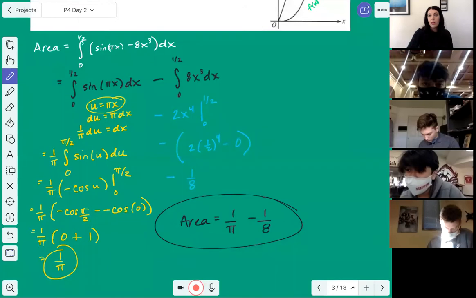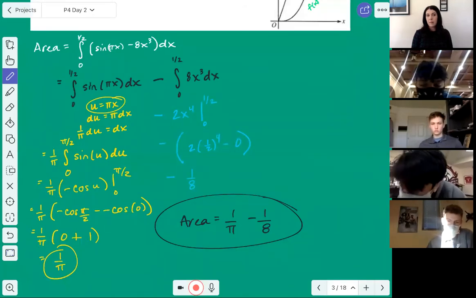Ms. Toshner? Yes, sir. So when I did this, I used u sub to get the 1 over pi in front, but I didn't redo the bounds. But I still got the right answer in the end. Would you lose points for that? Absolutely. We would stop grading entirely.